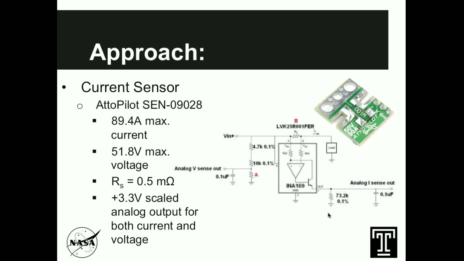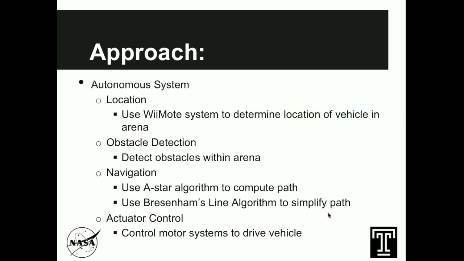For our current sensor, we are using the Autopilot 90 amp 50 volt current sensor. This has a shunt resistance of 0.5 milliohm, and it essentially provides analog output for both current and voltage that's scaled for a 3.3 volt analog to digital converter.